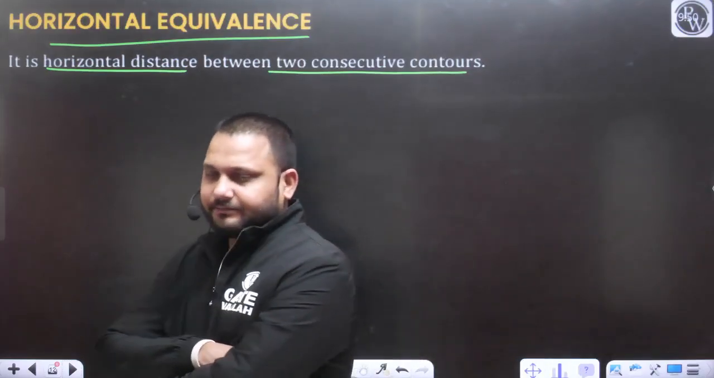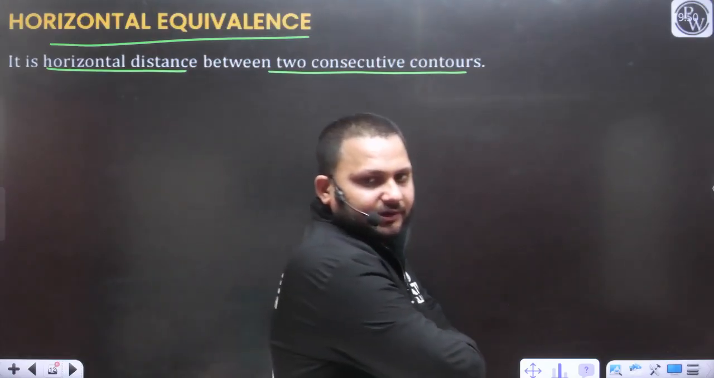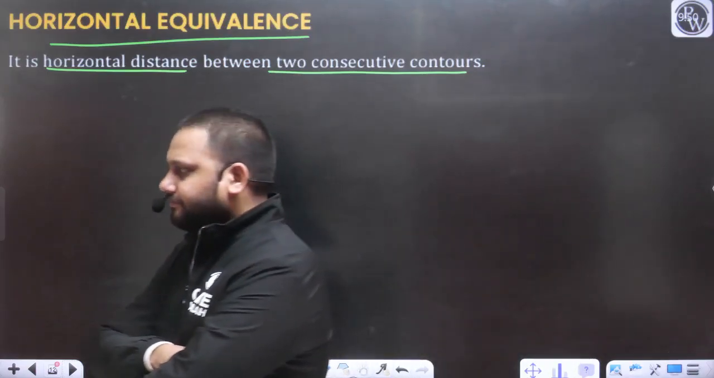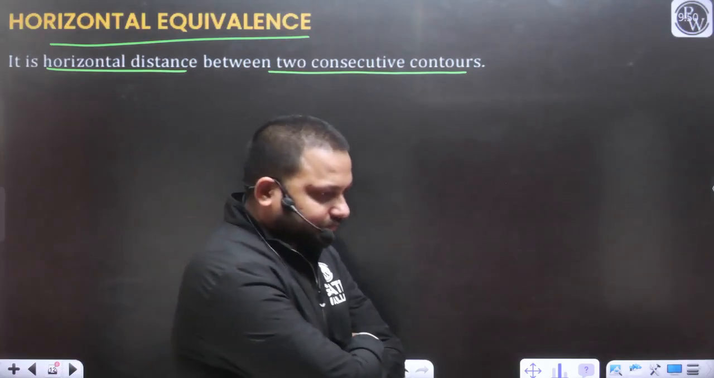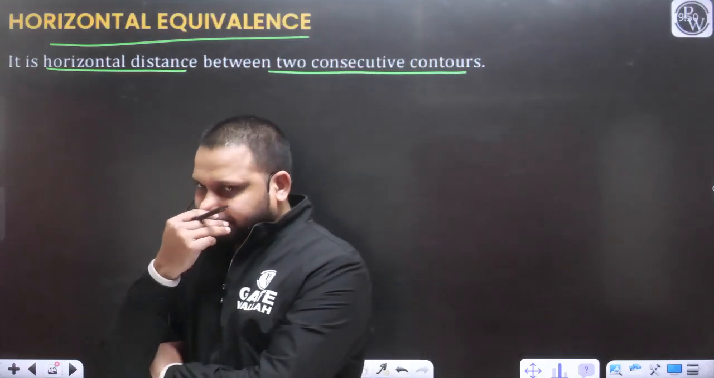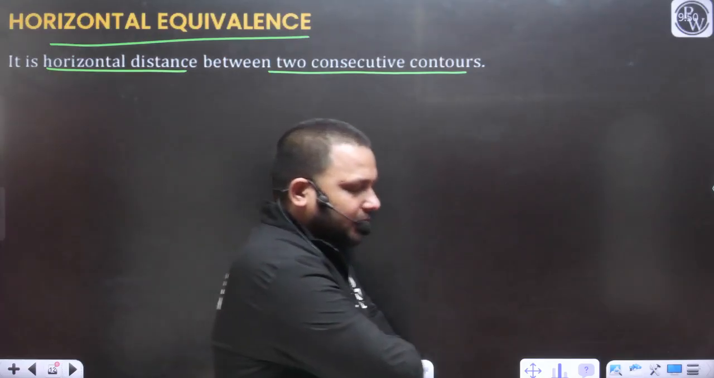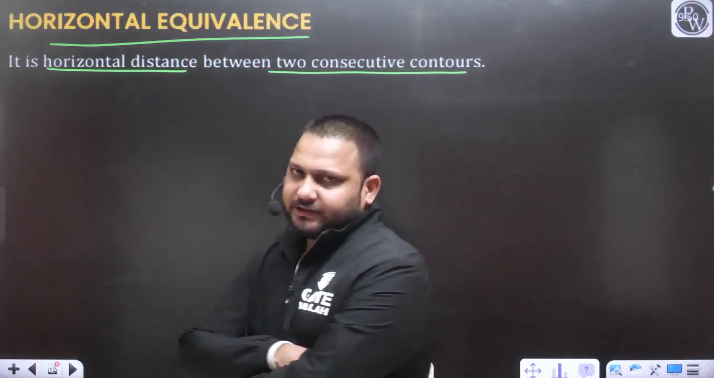It can vary, or it can vary. Ria is saying constant. What about Swati? As per Ria, we should consider the constant or same horizontal equivalence for the entire map. What about Swati?